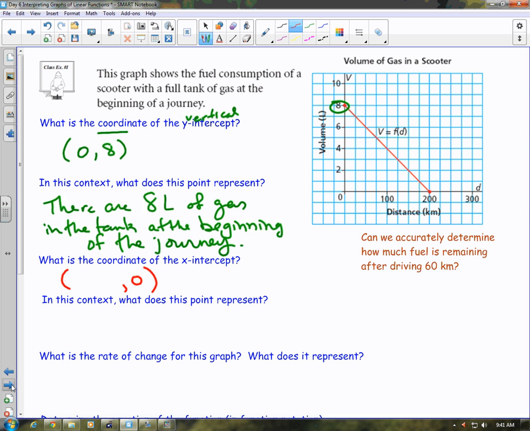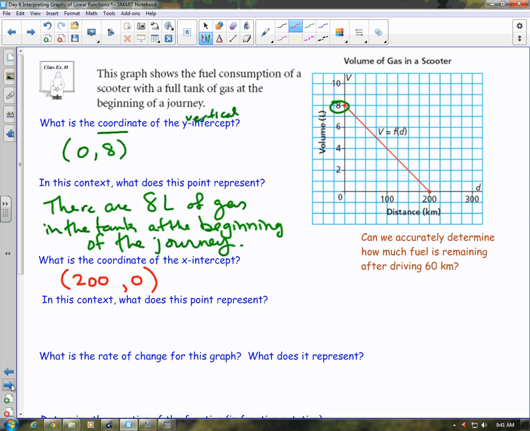And so we look along the x-axis, or the horizontal axis, and we see that the intercept there, the place where it's touching down, is 200. So that's our coordinate. Our coordinate is 200, comma 0. And again, in this context, what does this point represent?